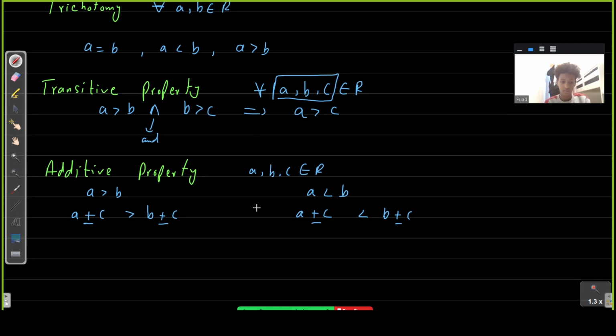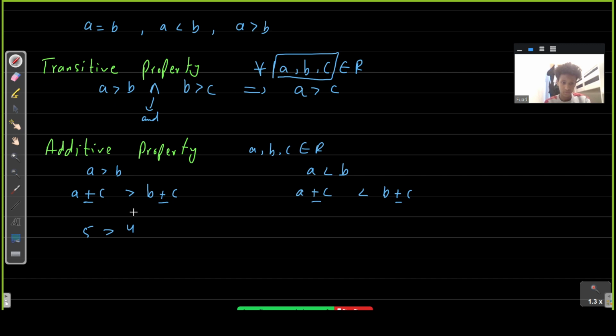Let me give you an example here. For instance, I'm going to write a is equal to 5. Because a is greater than b, it means b should be less than a. So 5 is greater than 4. I'm going to add the number 1 on both sides. So 6 is greater than 5, yes. So the inequality remains the same.